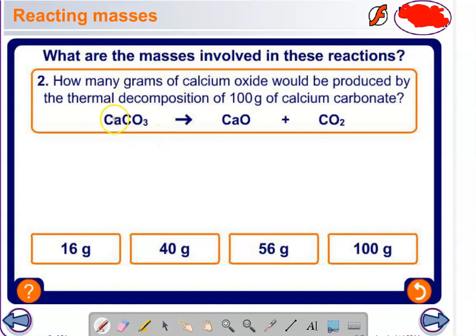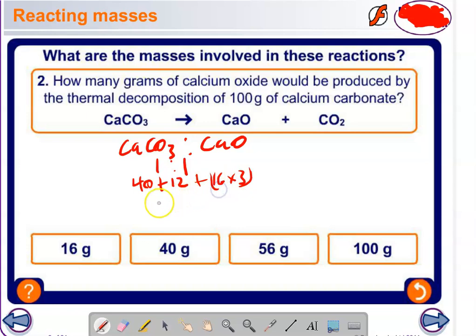So here we got our balanced equation. The ratio of calcium carbonate to calcium oxide is 1:1. Okay, let's go ahead and put the relative formula masses in. So here the relative formula mass of calcium carbonate will be 40, which is the relative atomic mass of calcium, add that to 12, that of carbon, and then you have 16 times 3. That should give you 100.